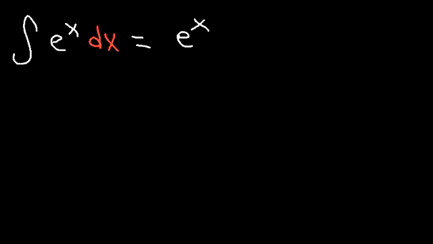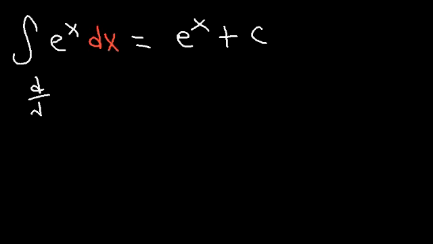Now, what is the antiderivative of e to the x? You know that the derivative of e to the x is e to the x. So the antiderivative is e to the x, but plus the constant c, the constant of integration.